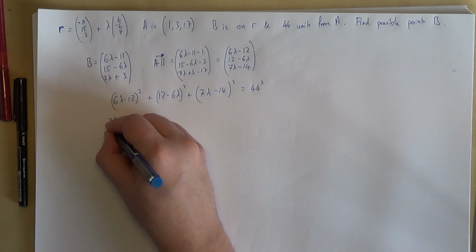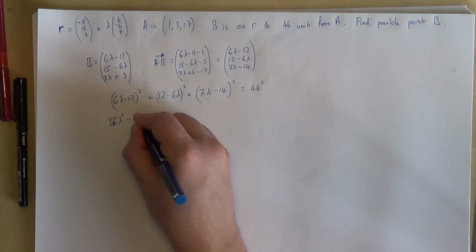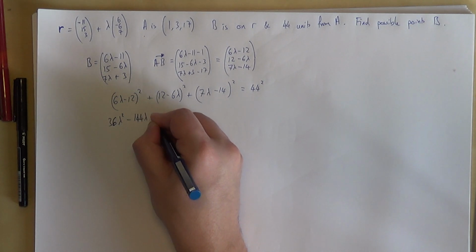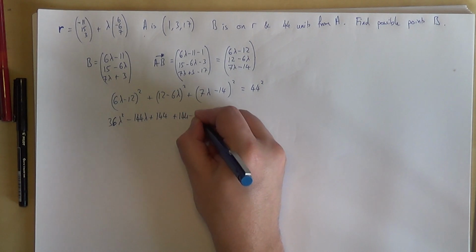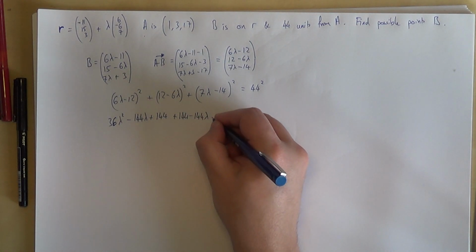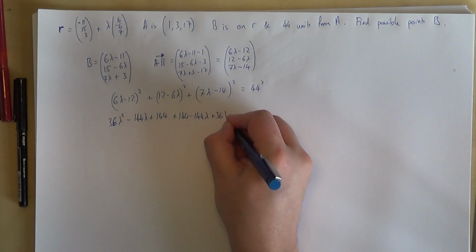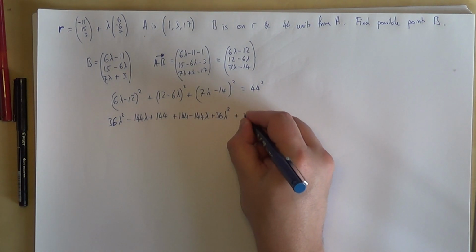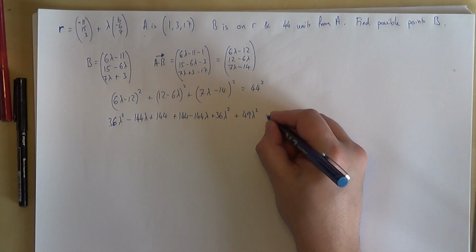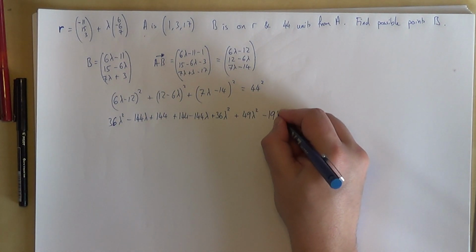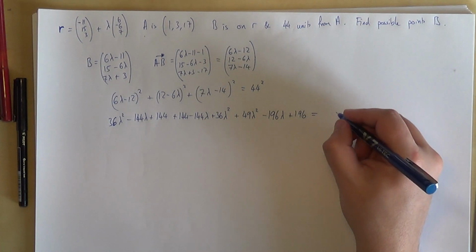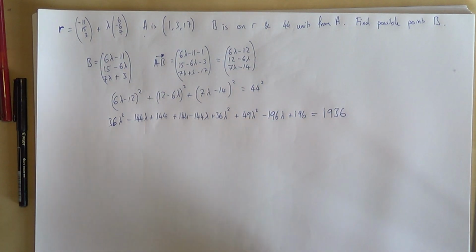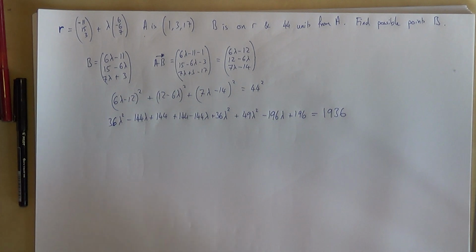That's 36 lambda squared take 144 lambda plus 144 from that first bracket, plus 144 take 144 lambda plus 36 lambda squared from the second bracket. The third bracket we get 49 lambda squared, 196 negative lambdas, and 196, and that equals 44 squared, which I worked out earlier as 1936. So it's a whole long horrible bit of algebra, but it works out eventually.